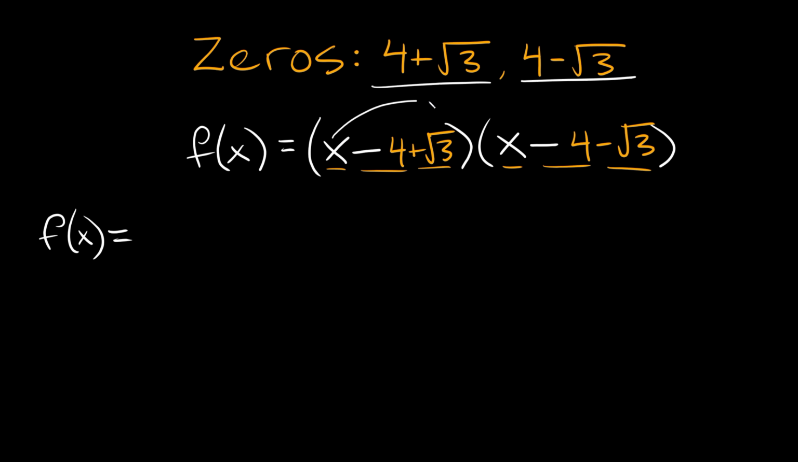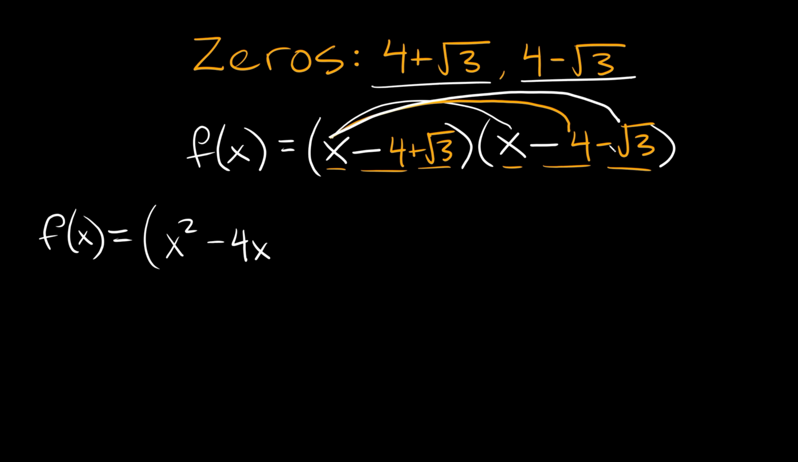So we're going to say, first of all, x times x, that's equal to x squared, and then we're going to say x times -4, so that's equal to -4x. And then lastly, we have x times -√3, which is equal to -√3x. Great, now let's go to the next term.